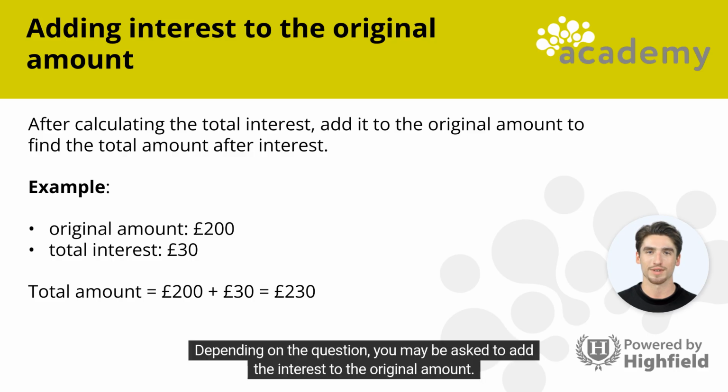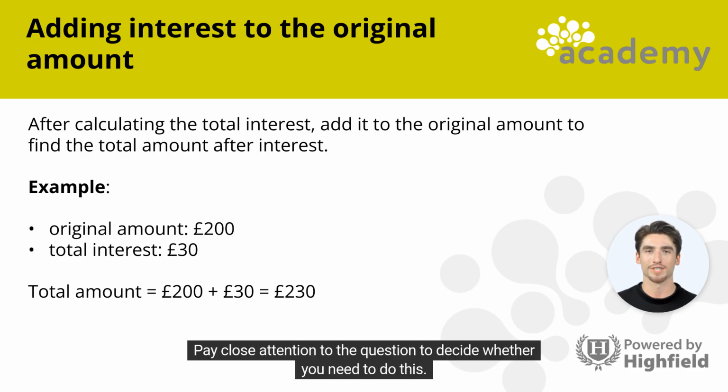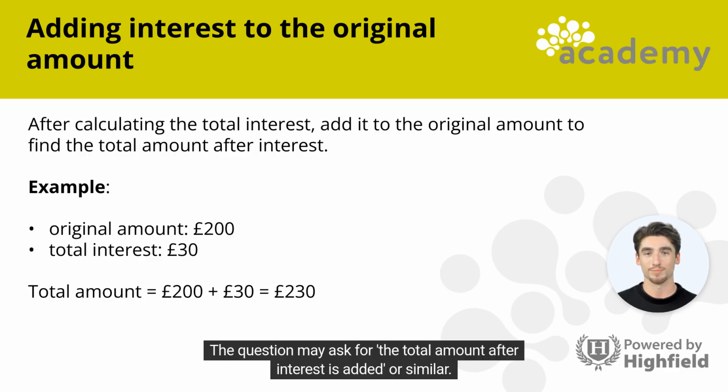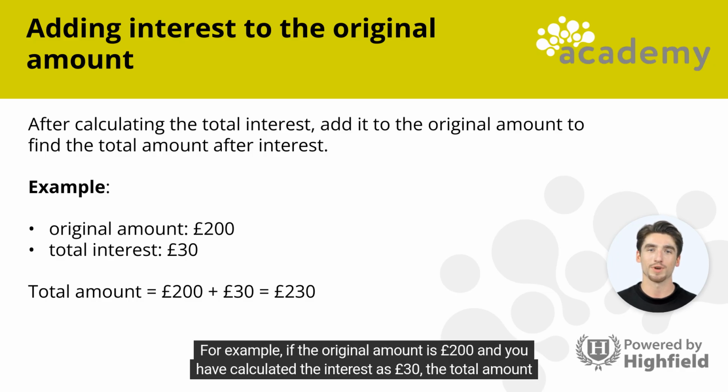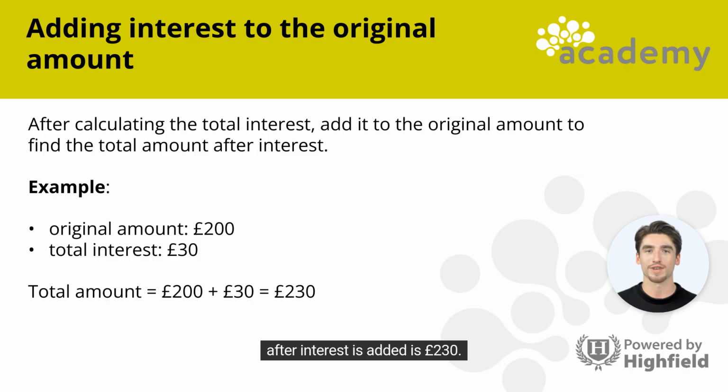Depending on the question, you may be asked to add the interest to the original amount. Pay close attention to the question to decide whether you need to do this. The question may ask for the total amount after interest is added or similar. For example, if the original amount is £200 and you have calculated the interest as £30, the total amount after interest is added is £230.